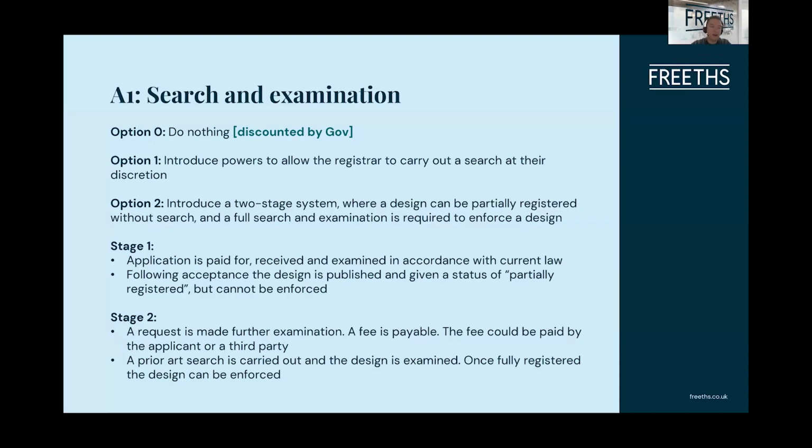Another thing to flag here is that the government have said that the current capabilities mean that it's likely that any searching is going to be for novelty only and not for a lack of individual character, because obviously that would cast a wider net to designs that aren't just identical or near identical. Though they do make the point that there may at some point in future be an AI tool that would allow for more comprehensive searching in a proportionate way in terms of cost and time. But these are the two proposals, option one and option two, that are really at stake.